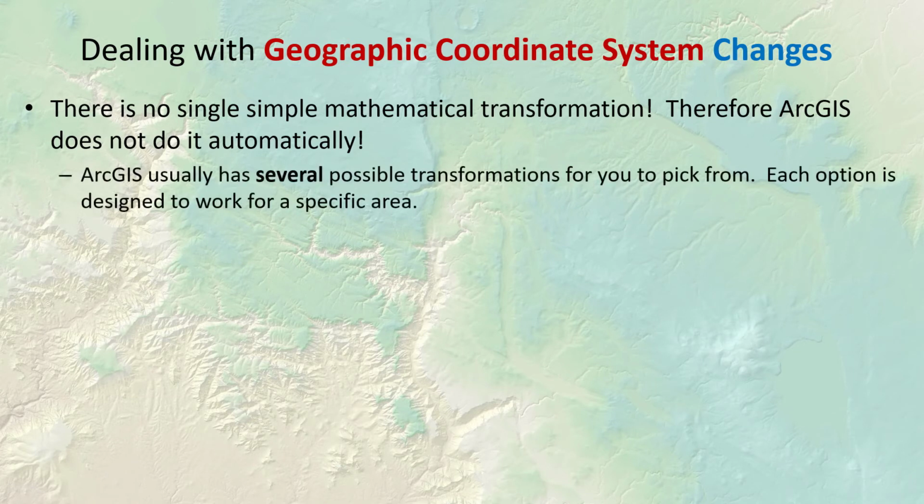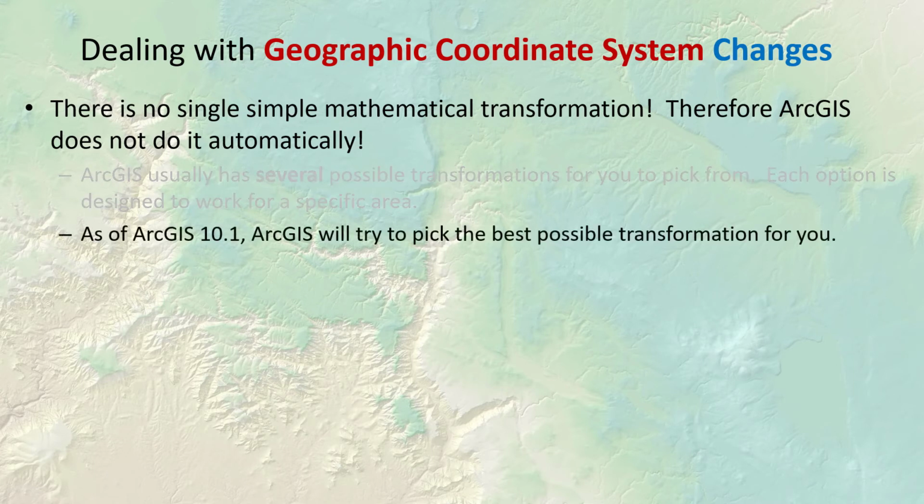So the issue is that ArcGIS actually has many possible transformations that you can choose from, and each option is designed to work better in a particular area. So, for example, if you want to convert between NAD 83 and WGS 84, there might be a dozen different methods that ArcGIS knows about, and ArcGIS needs you to tell it which one to pick.